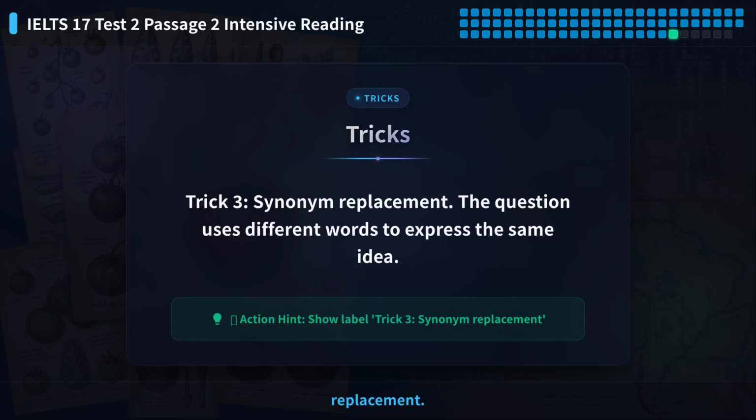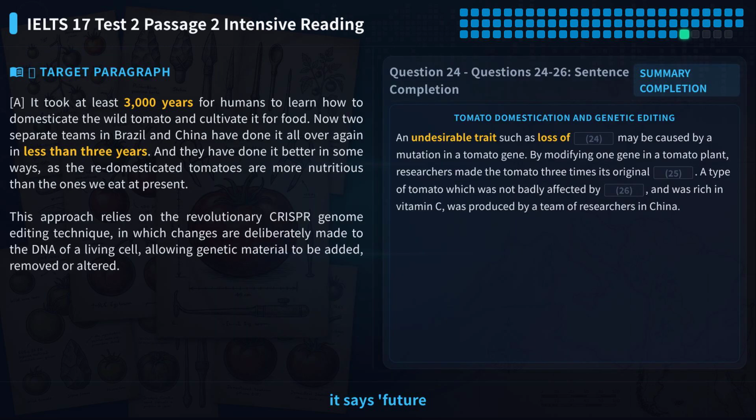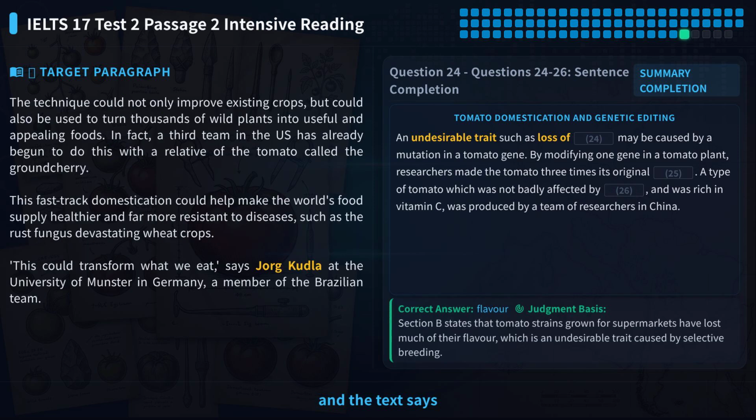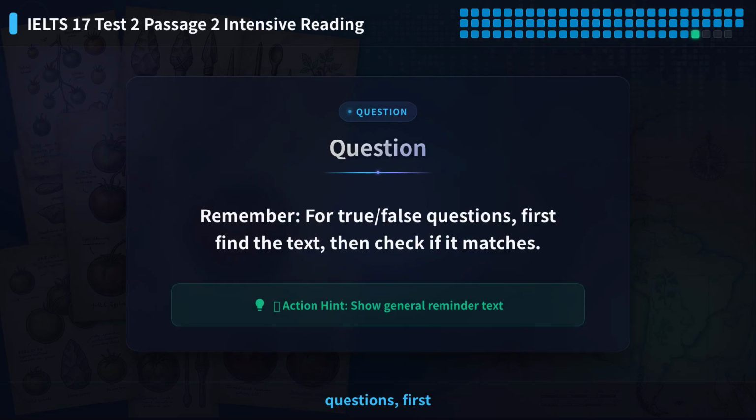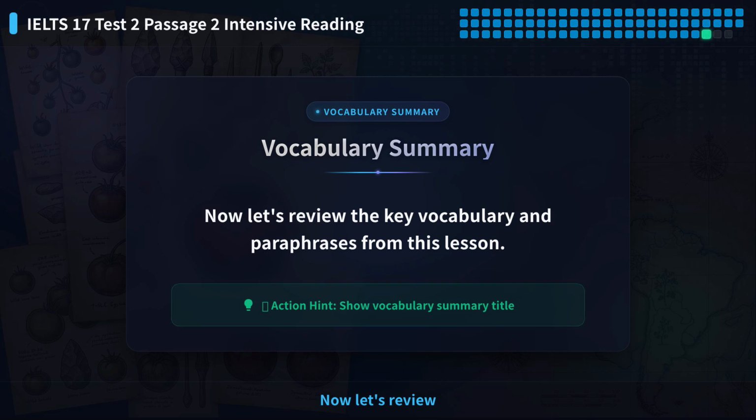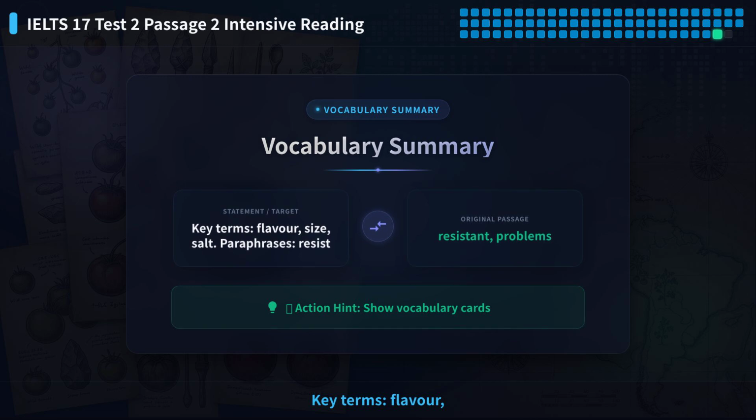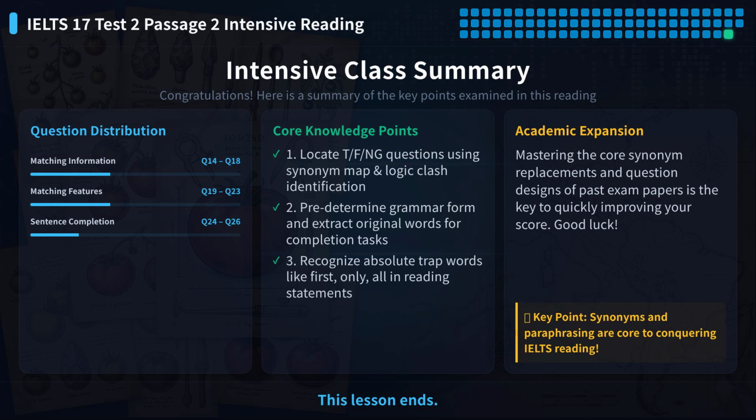Trick 3, synonym replacement. The question uses different words to express the same idea. For question 26, it says future environmental challenges, and the text says thrive even as the planet warms. Remember, for true/false questions, first find the text, then check if it matches. Now let's review the key vocabulary and paraphrases from this lesson. Key terms: flavor, size, salt. Paraphrases: resist and resistant, problems and genetic diversity lost. This lesson ends. Keep practicing.